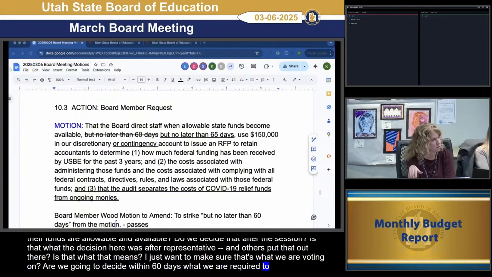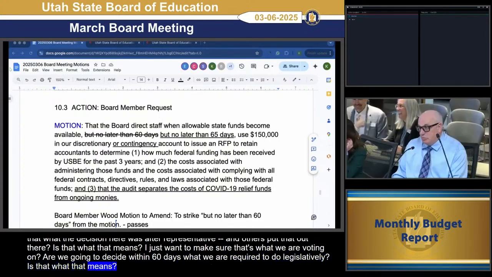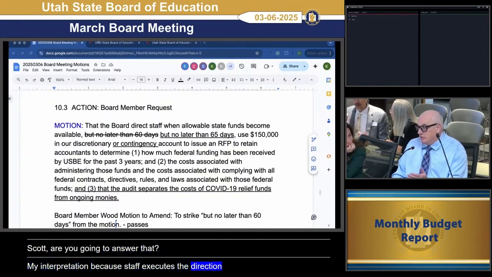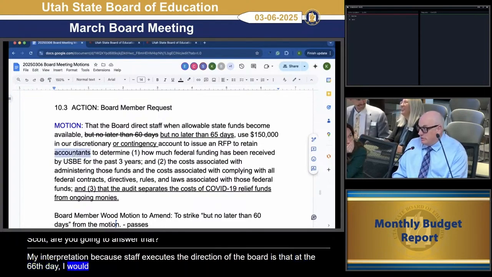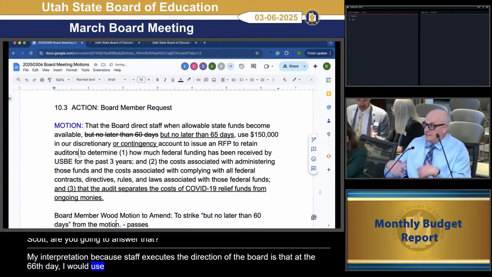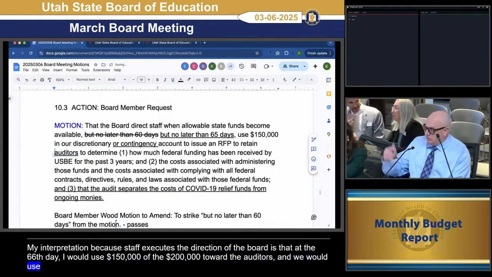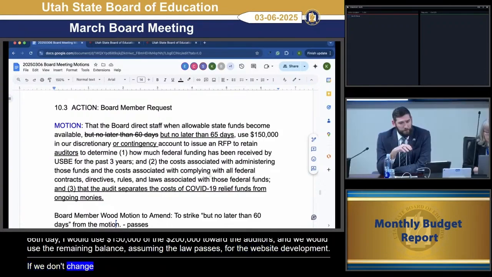Scott, are you going to answer that? Yeah, well, my interpretation, because staff execute the direction of the board, is that at the 66th day, I would use 150,000 of the 200,000 towards the auditors, and that we would use the remaining balance towards, assuming the law passes, the website development. If we don't change it, right. Okay. The motion has been stated. Let's vote.